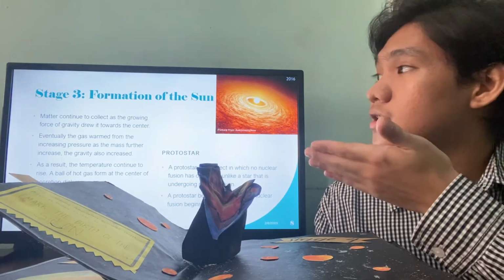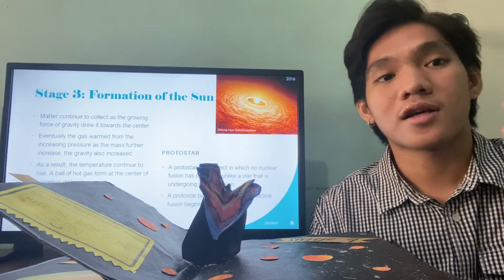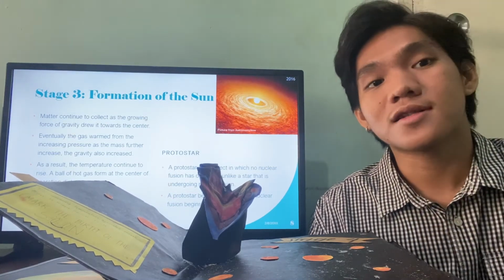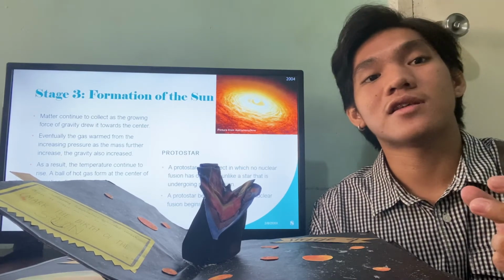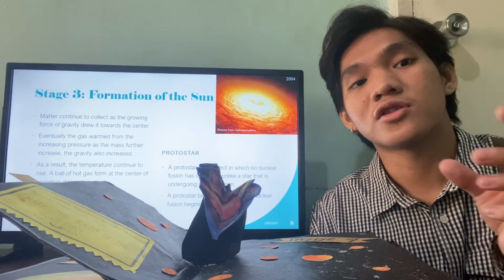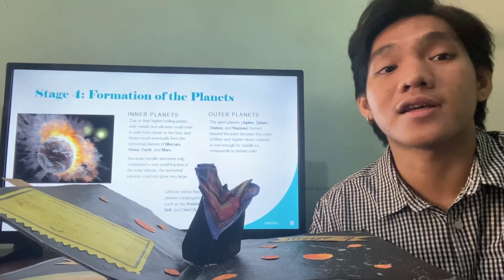In the protostar, no nuclear fusion is occurring. So that means the gravity, the pressure, and the heat, the temperature, is not enough for hydrogen to combine into helium.